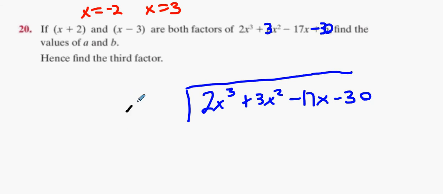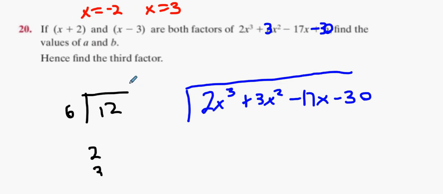You can divide by x plus 2 if you want. You could divide by x minus 3 if you want. Or you could divide by both of them multiplied by each other. What I'm basically saying there is, imagine 2 and 3 are factors of 12. You could divide by 2, your answer would be 6. You could divide by 3, your answer would be 4. Or you could divide by the two factors multiplied by each other, which would be 6 and 12.